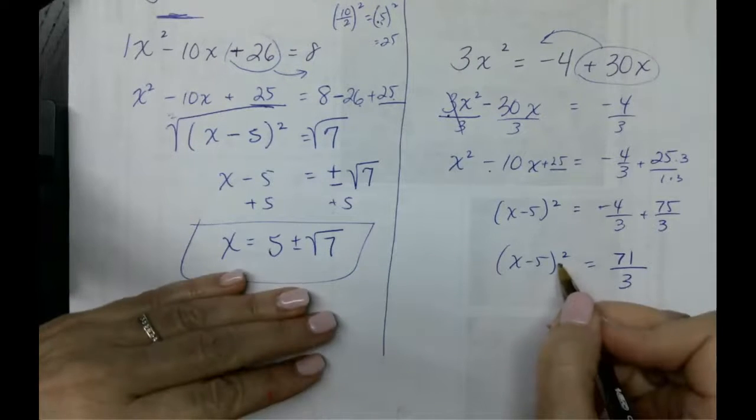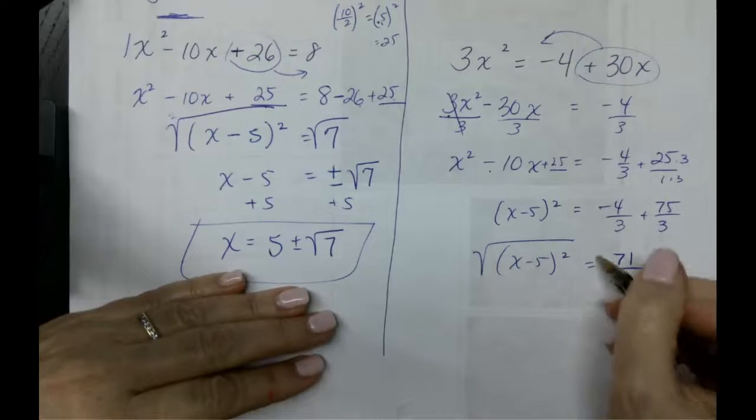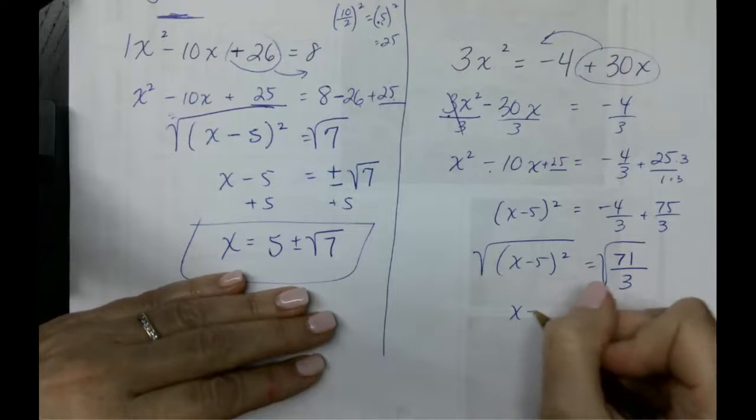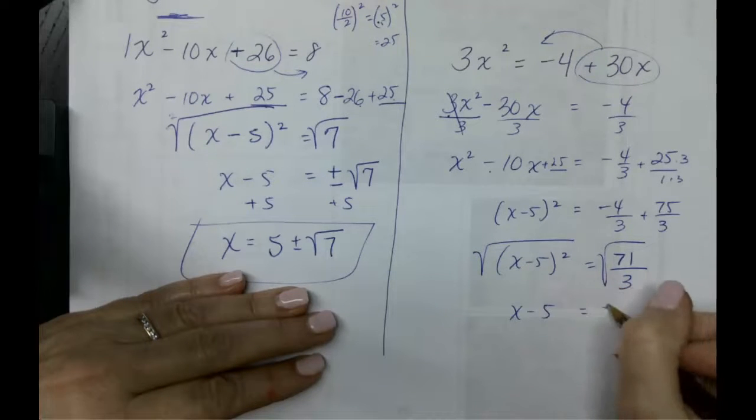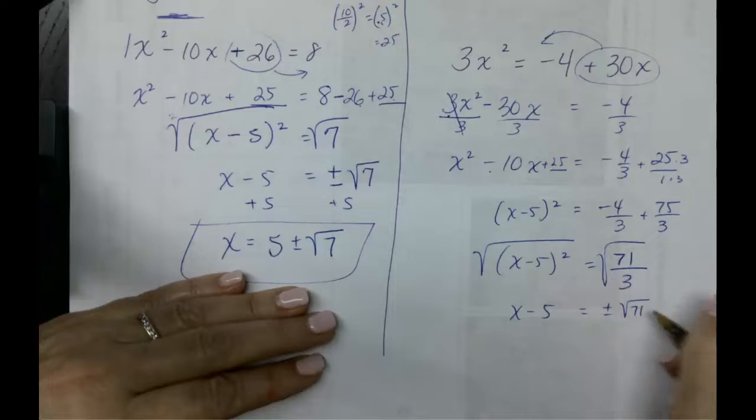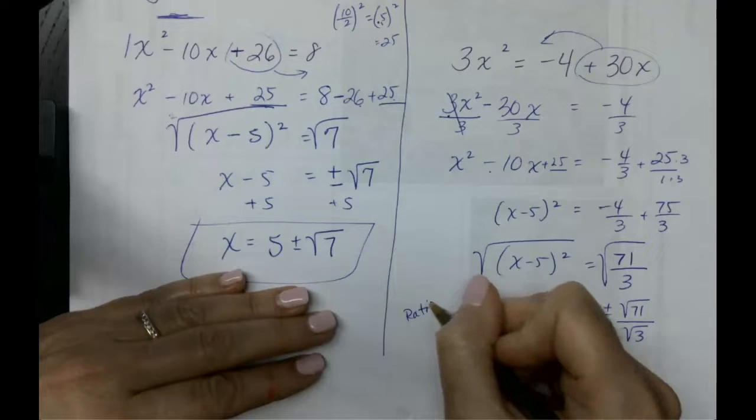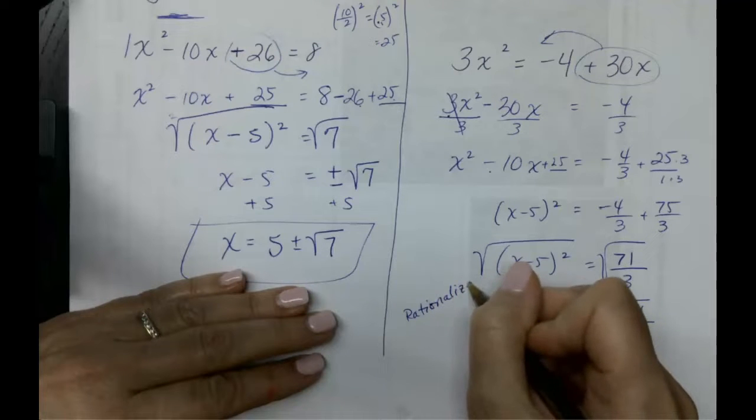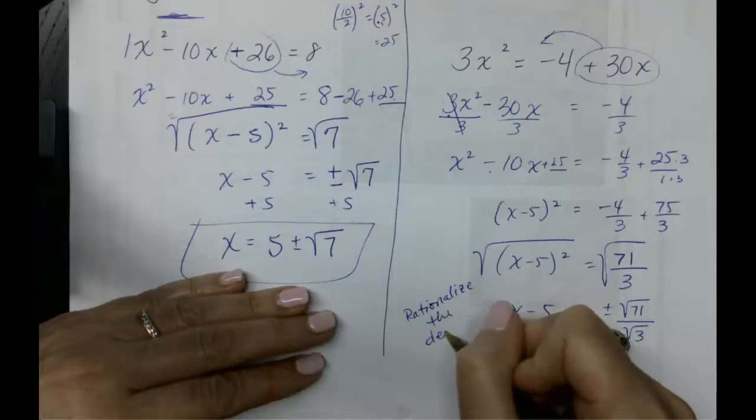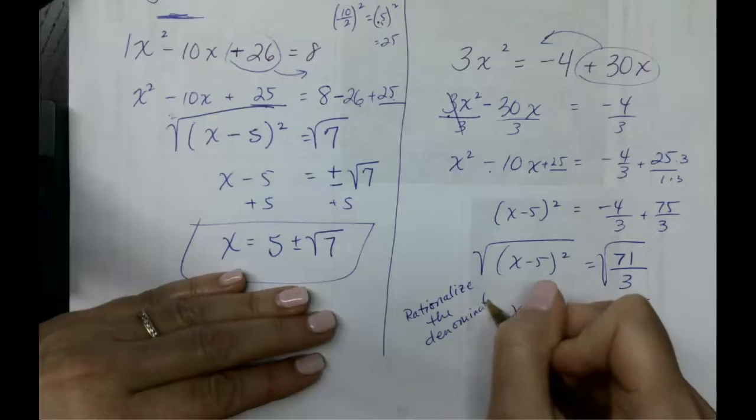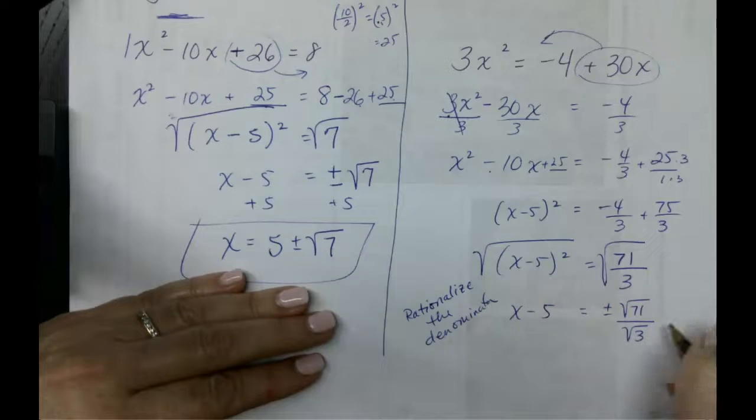And now, when we take the square root of both sides, we get x minus 5 equals plus or minus the square root of 71 over the square root of 3. Yes, I am breaking it apart because I do want to remind you that we do need to rationalize the denominator. And when we rationalize the denominator, we're going to need to multiply by root 3 over root 3, which of course is equal to 1.